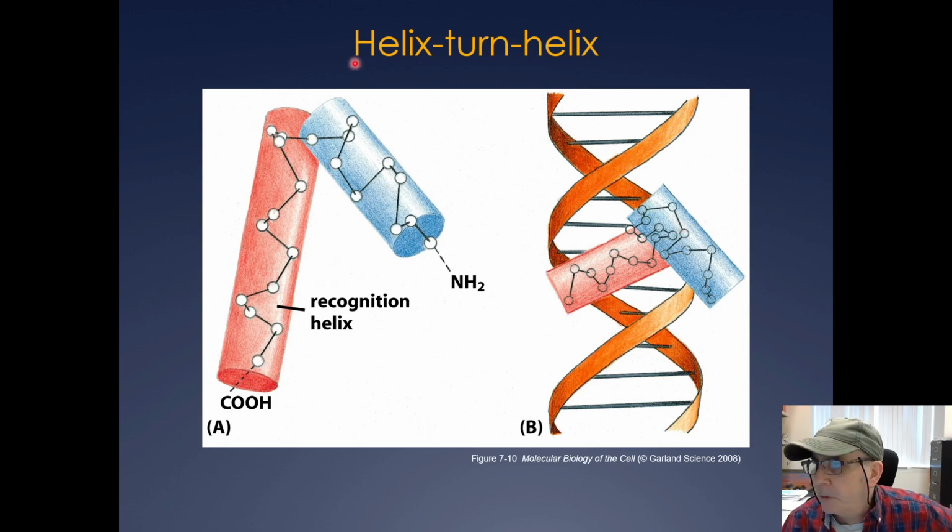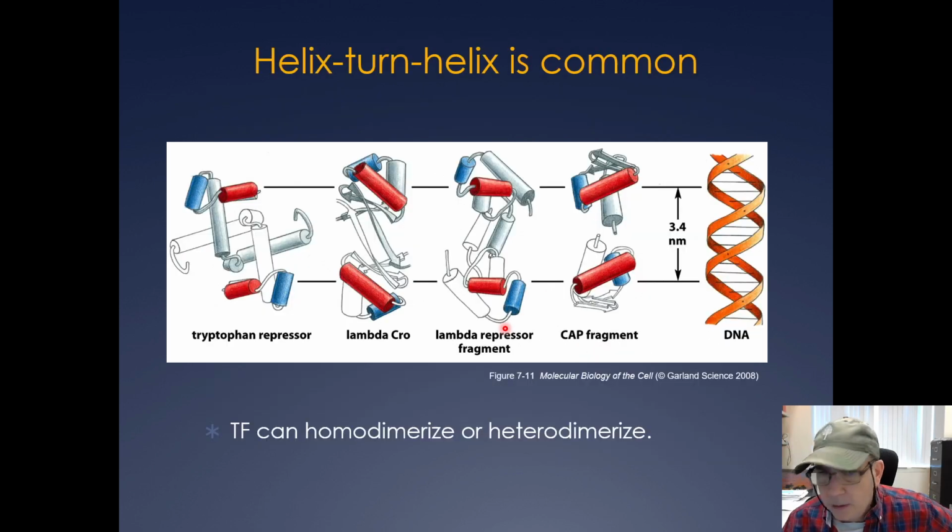And so here's a famous transcription factor motif, helix-turn-helix, where you have a helix and then a loop that makes the turn, and then another helix, and this can fit right into the major groove. Here are some examples of transcription factors that use the helix-turn-helix: the trp repressor, the lambda Cro, the lambda repressor fragment, and the CAP fragment. And you can see that when these helix-turn-helix proteins dimerize, they can fit perfectly into two major grooves to give that much more specificity and binding.